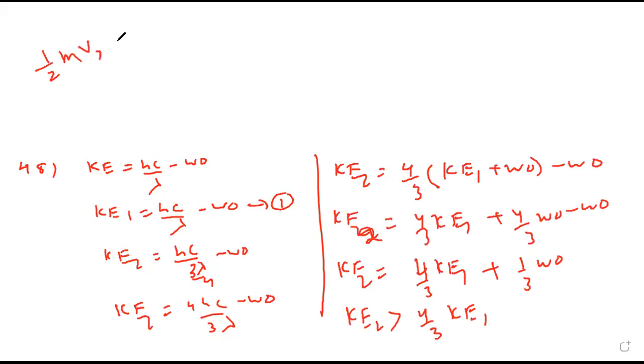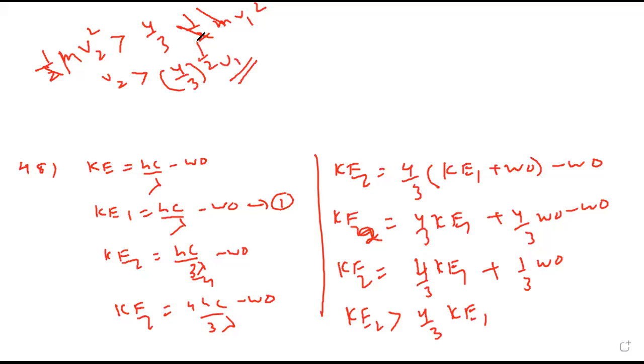Now half m v2 square is greater than 4 by 3 half m v1 square. Half m cancels, taking square root, this will become 4 by 3 raised to half into v1. Check, we have this option. 4 by 3 raised to half, C option. Sir, D option, no? D option. Greater than, B and D. Equal to and greater than, D.